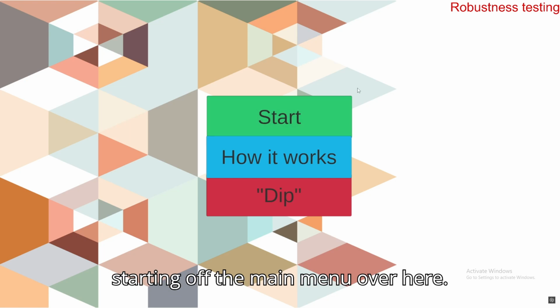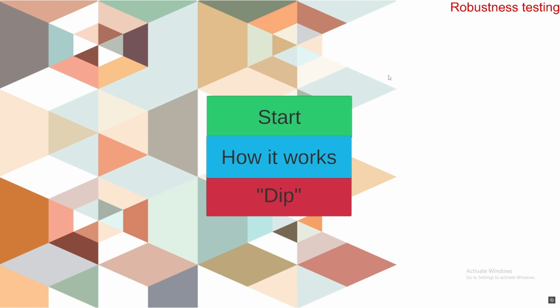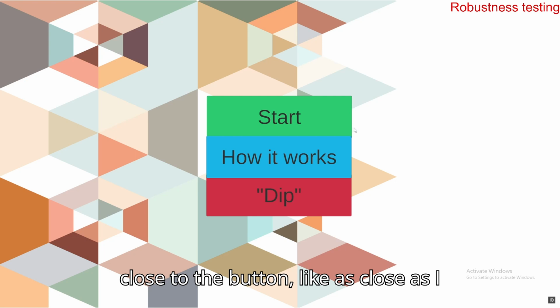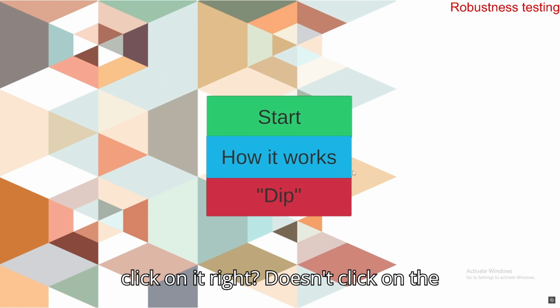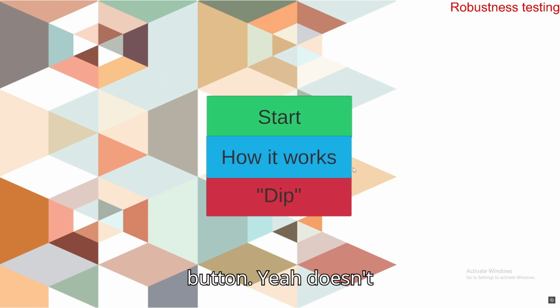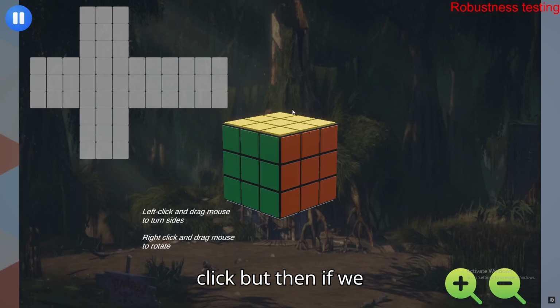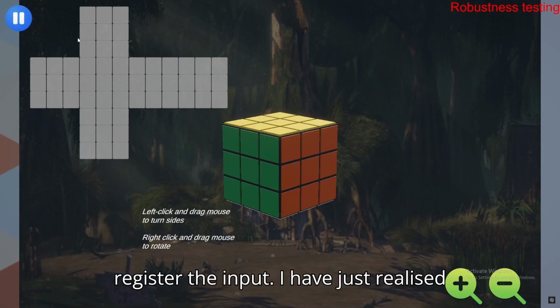But starting off with the main menu over here, it's incredibly simple. There's 3 buttons. If we click really close to the button, as close as I can really get, it doesn't click on it, right? Doesn't click on the button. But then if we click on the button itself, it does register the input.